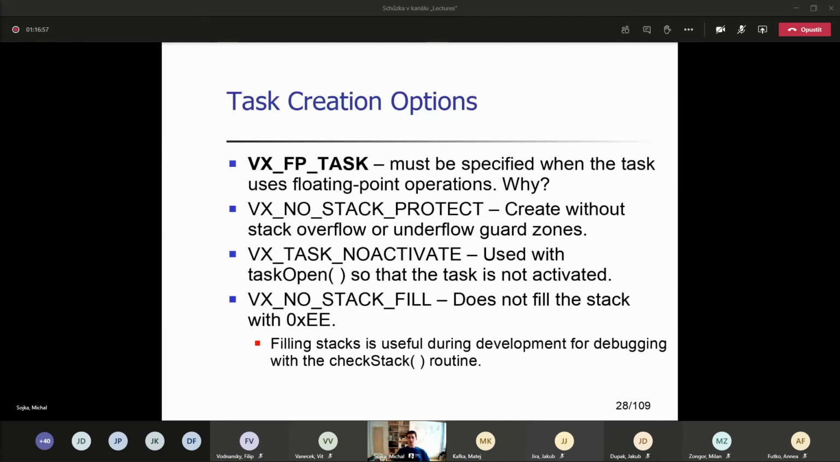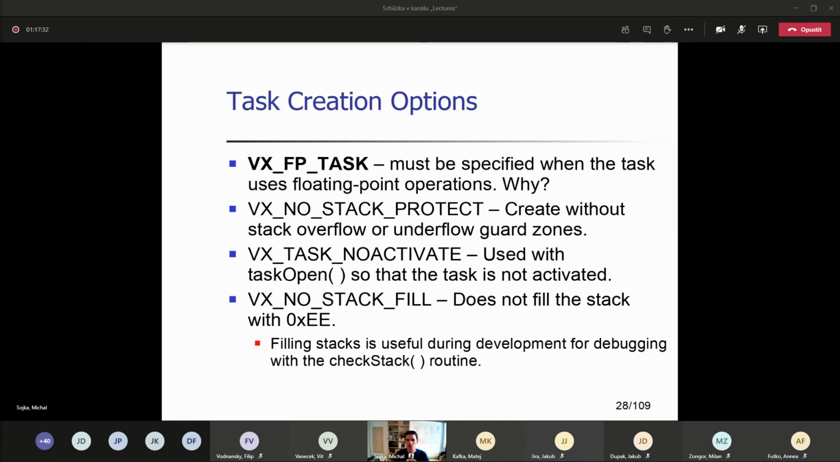By specifying this under VxWorks, you allow other tasks to be switched faster, and again there are no timing surprises. But on the other hand, if you forget, and students forget quite often, you will see some strange floating point errors or floating point exceptions and so on.